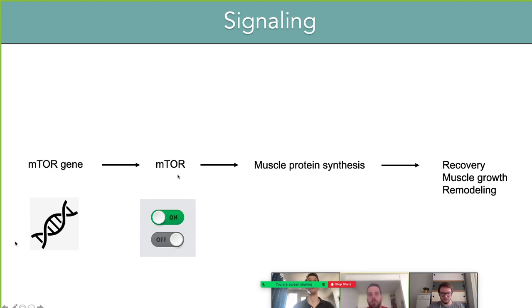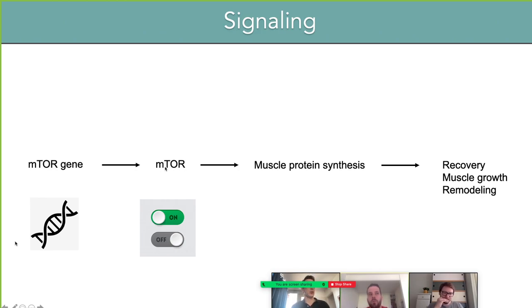Well, there's a protein called mTOR, and you should see this as the on and off switch of muscle protein synthesis. So muscle protein synthesis isn't on and off because it can have any value you want. But this protein that regulates it can be on or off. I'll get back to that in a second. Then the question is, where does this protein come from? Well, ultimately your DNA can express genes, such as the mTOR gene, that then produces this protein.